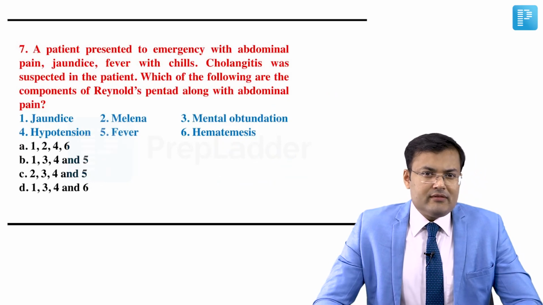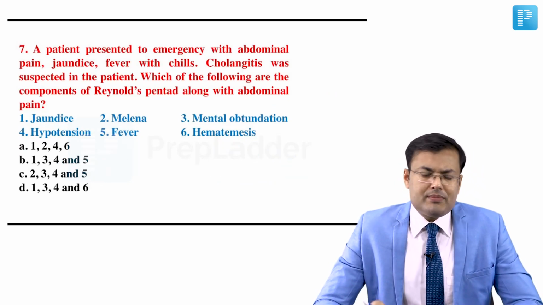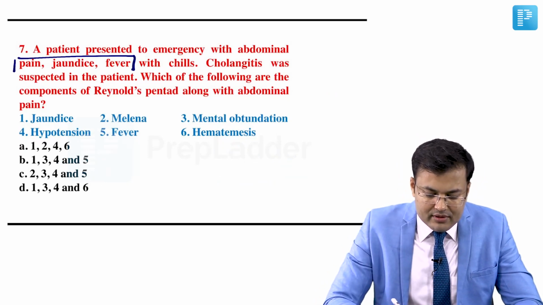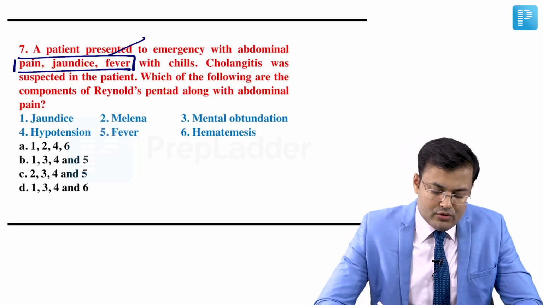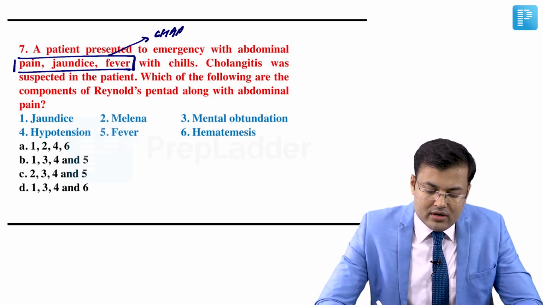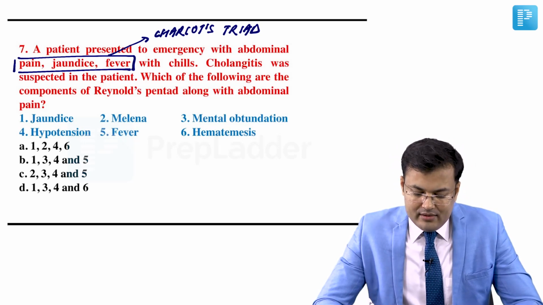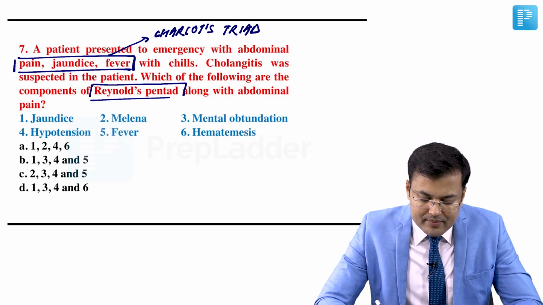Now see the question number 7. Though the question is big, but question is very easy. A patient presented to emergency with abdominal pain, jaundice and fever. You tell me what's the name of this triad. Pain, jaundice, fever. You know, this is Charcot's triad. Cholangitis was suspected. Which of the following are the components of Reynolds Pentad?